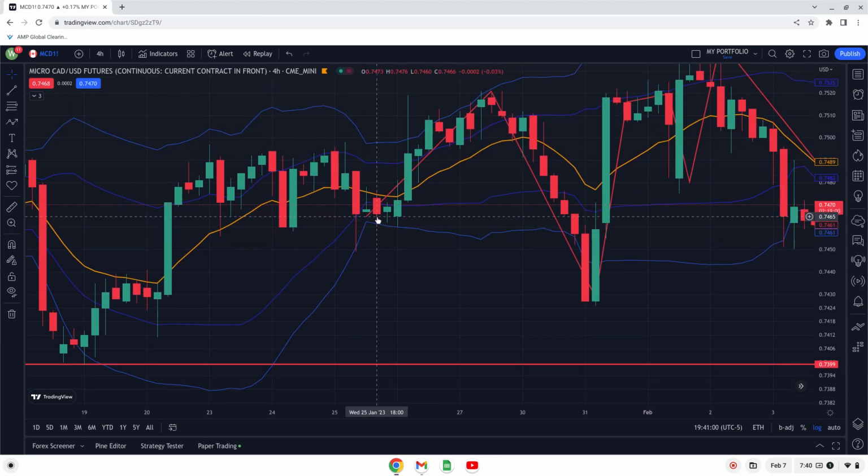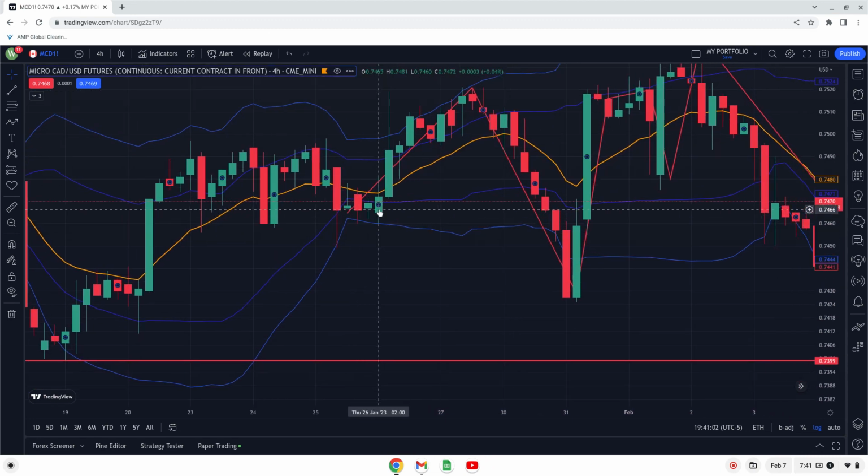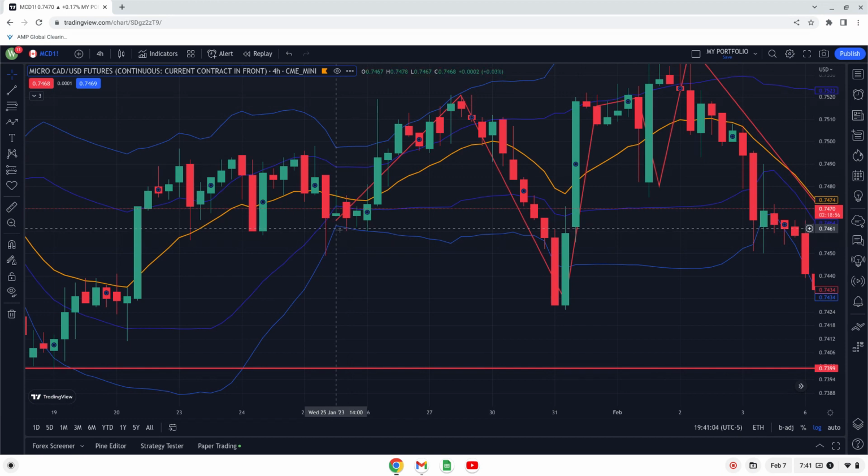So pretty much right here, let's just start in this little section. This is Wednesday, January the 25th. So this is last month, about two weeks ago. This is a 4 hour chart.